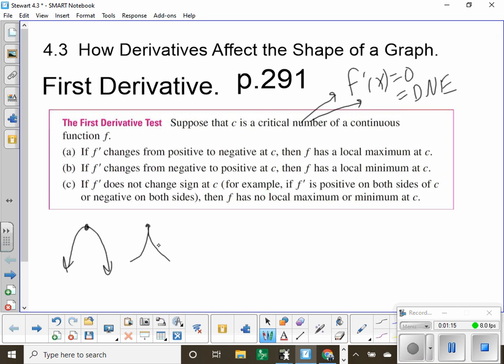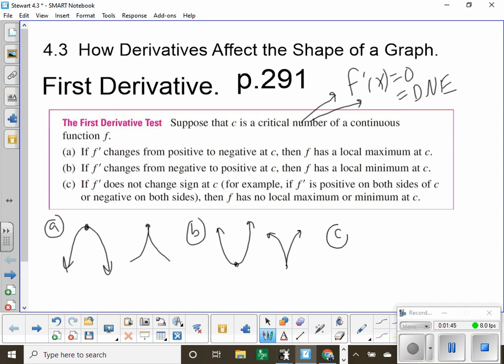Now the opposite is true. This would be A, and then B would be the opposite, where you would have decreasing and then a stationary point followed by increasing. So that would be a relative minimum right there. Or again, you could have this cusp situation where it's decreasing followed by increasing and the derivative doesn't exist there. Either one of those is a relative minimum because it's the lowest point in that section of the graph.